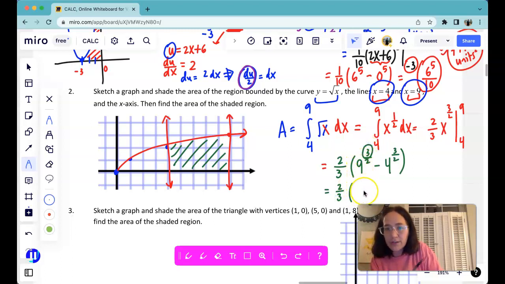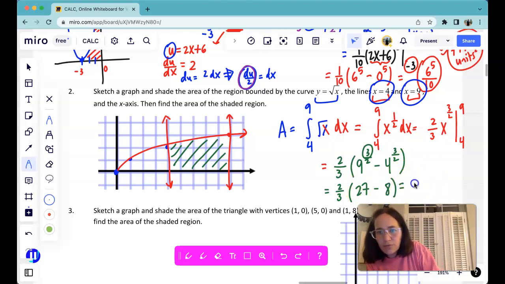So you square root of 9, you get 3, and then cube that to get 27 should be our first expression. Same thing with the 4. Square root of 4 gives you 2, and cube that to get 8. So this answer simplified could be 2/3, we could just say, of 19, which is also known as 38/3. And that looks pretty good.